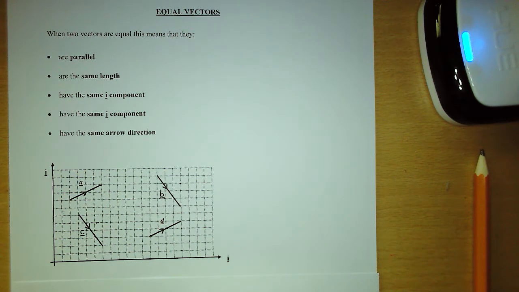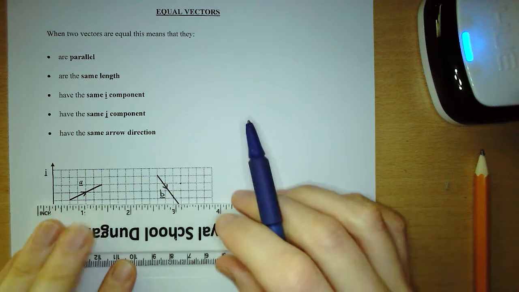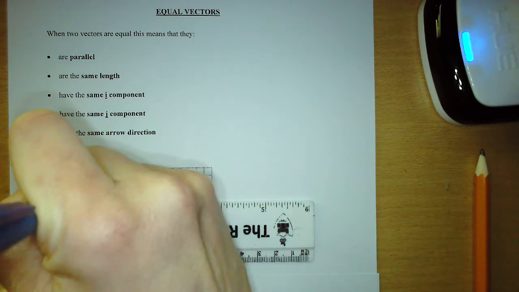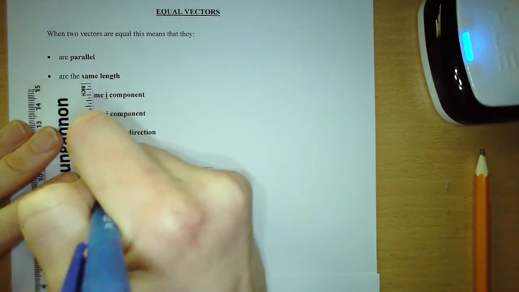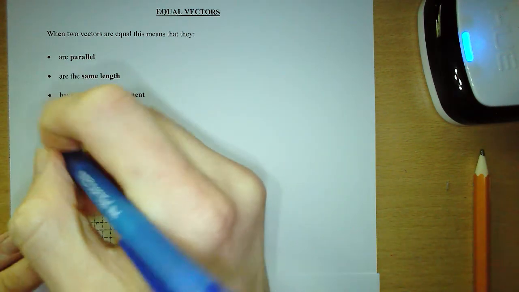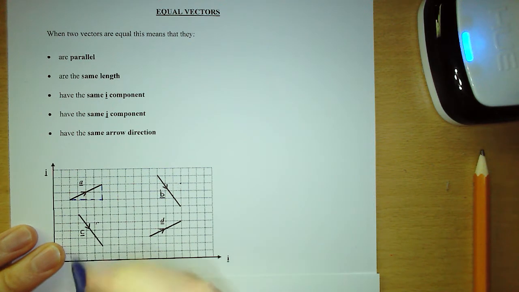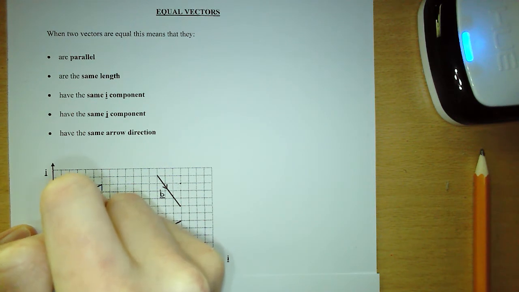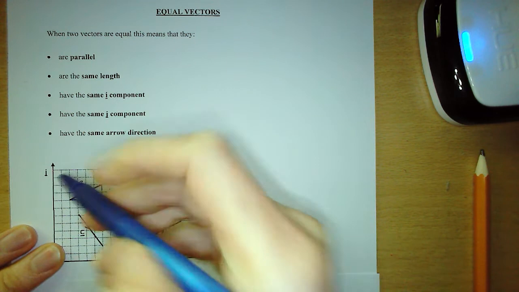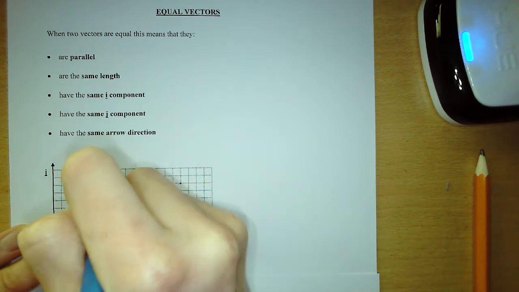To get the i and j components, we're going to start by traveling from the tail of vector A to its nose. So we're going to move horizontally first, and then we're going to move vertically. We're moving 4 squares to the right, so the i component is going to be positive 4, so we're going to write 4i. And we're moving up, so the j component is going to be positive, so it's going to be 2j.